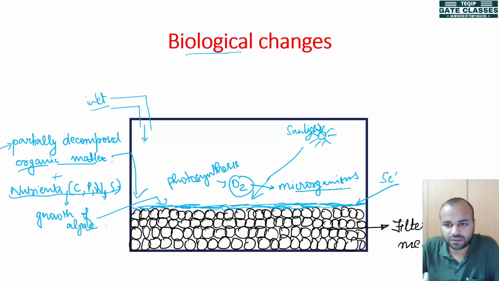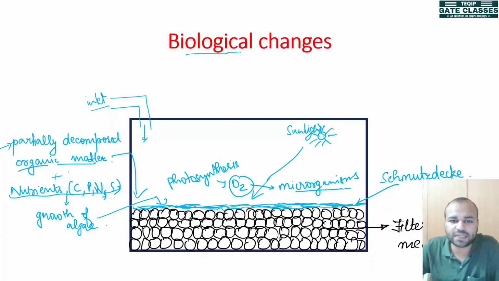The Schmutzdecke is a layer in which this process continues, where water is continuously coming, and partially decomposed organic matter is coming from the inlet. Nutrients are also there, which promote the growth of algae. The algae in its life cycle processes these nutrients, performs photosynthesis, and generates oxygen. This oxygen is further utilized by the microorganisms, which in turn decompose this partially decomposed organic matter.